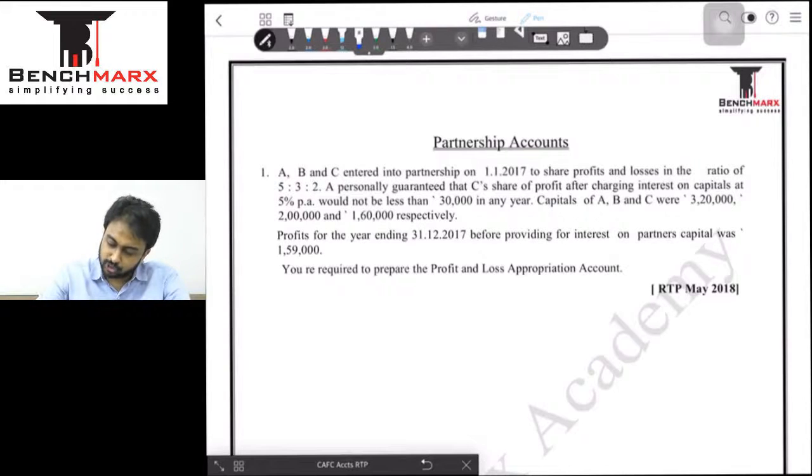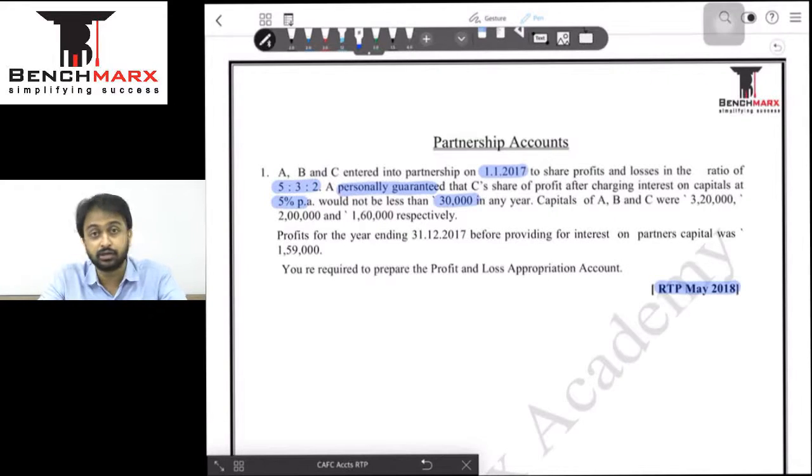The first question appears to be from RTP of May 2018. So should we start? Hopefully yes. Let us start, please. Question number 1: A, B and C, three partners, enter into a partnership on 1st of Jan 17. That is the date on which they have started the partnership. The PSR appears to be 5:3:2. A has personally guaranteed that C's share of profit, after charging interest on capitals at 5%, would not be less than 30,000 in a year.